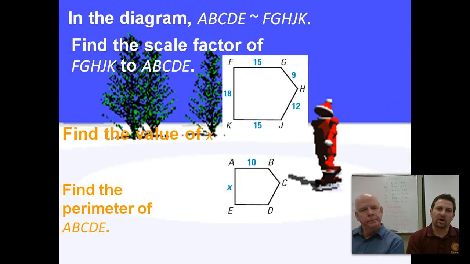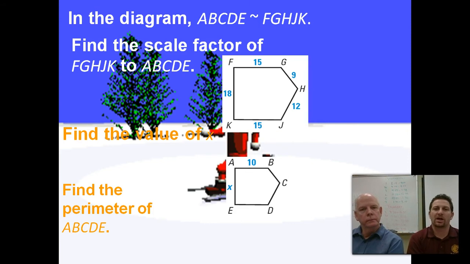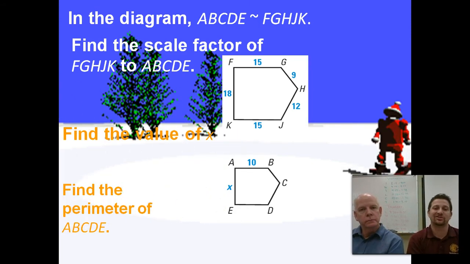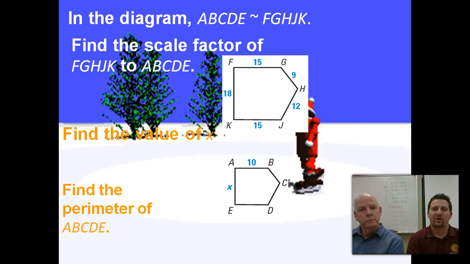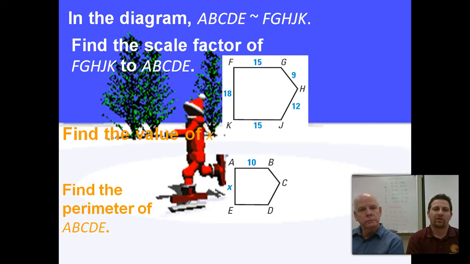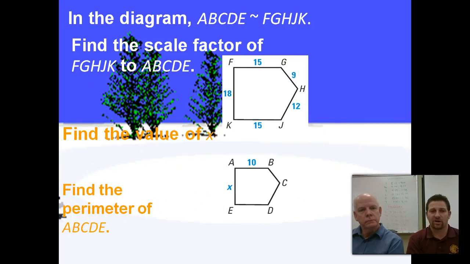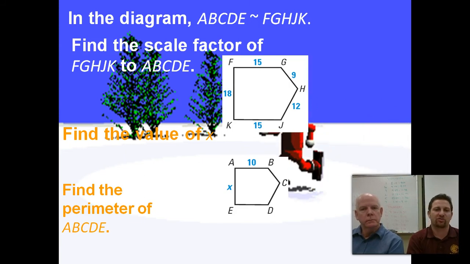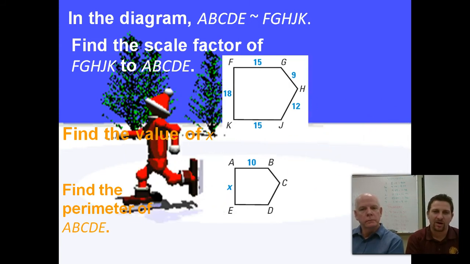All right, so in the diagram here, we've got polygon ABCDE is similar to polygon FGHJK, and they want us to find the scale factor from the larger polygon to the smaller polygon. Okay, so to do that, guys, just try to find two places where you can compare one another.